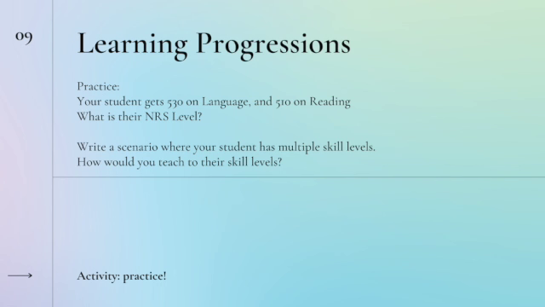So take a second to work this out using your learning progression tool. Let's say your student gets a 530 on their language and a 550 on their reading test. What is their NRS level? Now, look through the learner progression table and imagine a scenario where your student may have several levels at once. For example, they may be able to analyze and order the information in a text, but they struggle with reading it fluently.